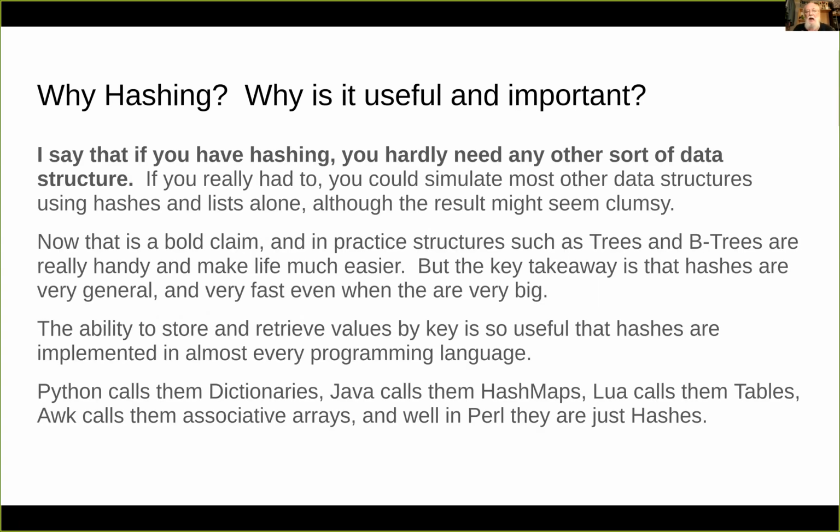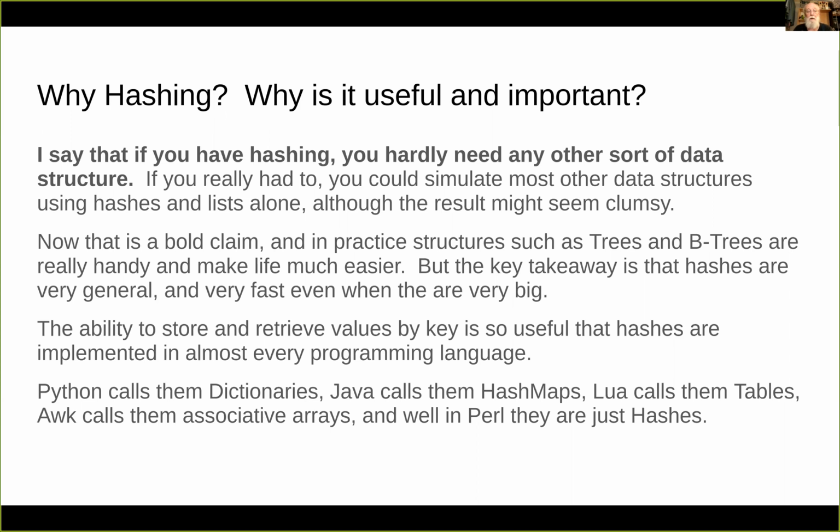I would say that if you have hashing, some form of implementing hashing, you hardly need any other sort of data structure. That's a fairly bold claim. But I know that if you really had to, you could simulate most other data structures using hashes and maybe lists alone. Now, the result might be clumsy, but hashes are actually that flexible. There are other useful structures that are more convenient in some applications. We'll study them, trees and B trees. They make life much easier, but hashes are very, very general and they're very fast, even when they're very big.